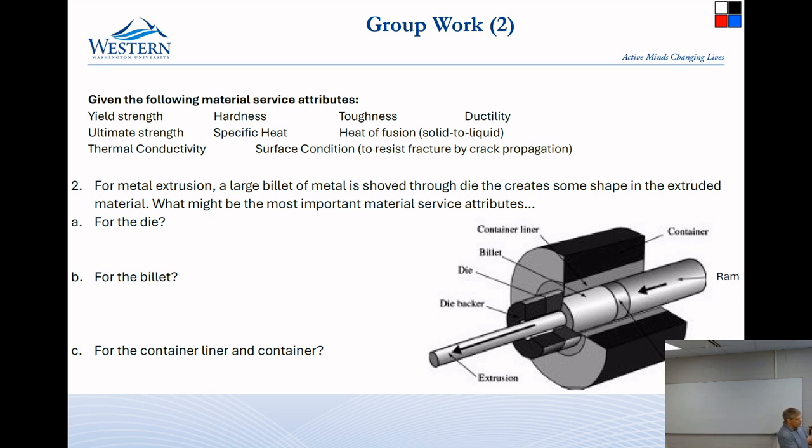So we, of course, at this point in the class don't have any context for this, which makes it a little challenging. In general, the material gets pushed through the die in a matter of seconds. So it's probably like 30 seconds for a 6-foot billet to be pushed through. So I'm not sure that thermal conductivity ends up being that important just because it's not in contact with the heat for that long. But it could be that it has to conduct it away.